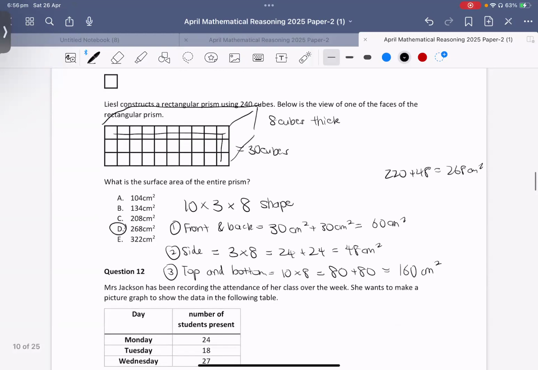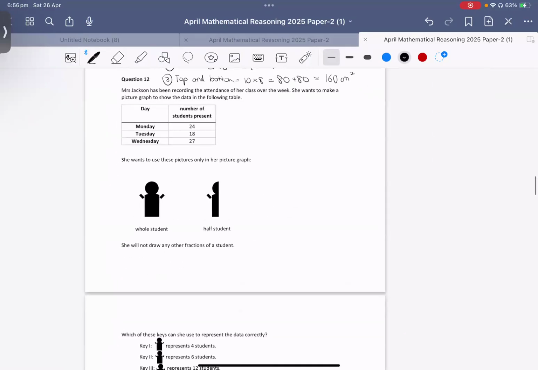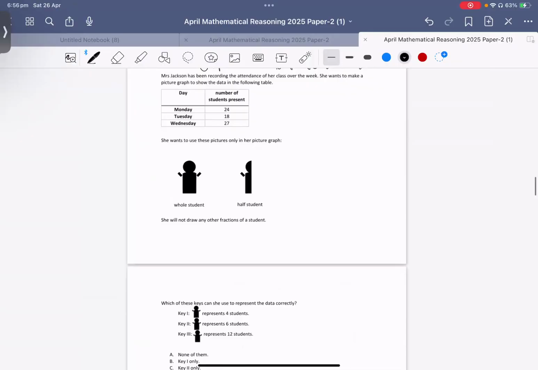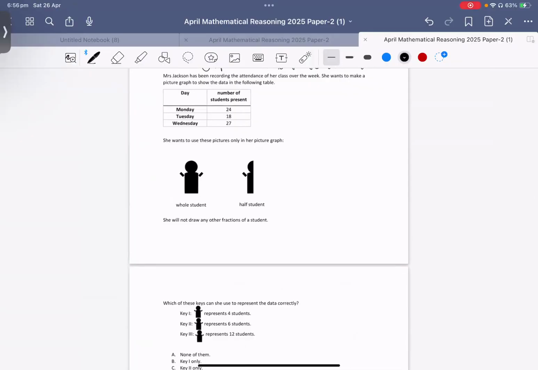And question 12. So Miss Jackson has been recording the attendance of her class for over a week. She wants to make a picture graph to show the data in the following table. She only wants to represent people as either whole students or half students, meaning that if the whole student represented 4 students, then half a student as a picture would represent 2. So she won't draw any other fractions. So she's not going to draw a quarter of a student or 3/4, for example. Okay. Which of these keys can she use to represent the data accurately?